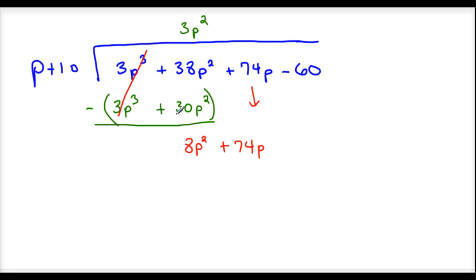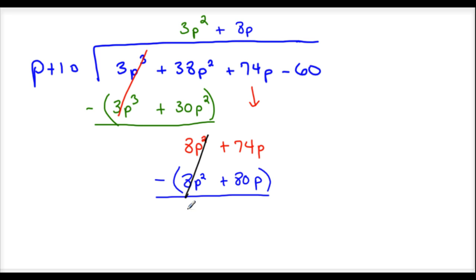Question again. P times what is 8p squared? So plus 8p. P times 8p, 8p squared. Positive 10 times 8p is positive 80p. Parentheses. Subtract. 8p squared minus 8p squared goes to 0. 74p minus 80p is negative 6p. Bring down my negative 60.